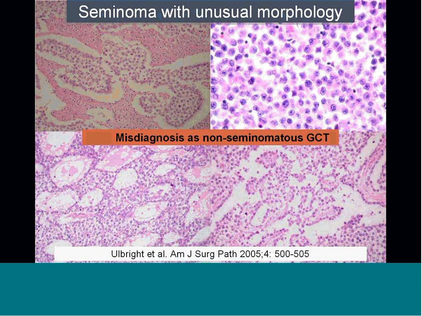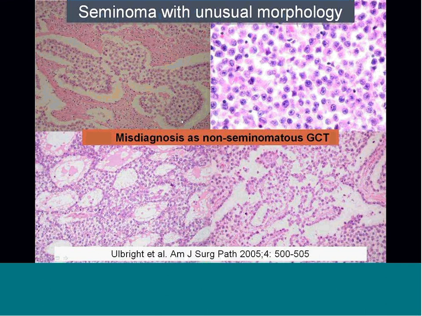Why is it important? Because they could be diagnosed as non-seminomatous germ cell tumors if you're not familiar with these types of morphology in seminoma cases. There's a really nice paper from Dr. Albright which covers these unusual patterns of seminoma. The one on the left-hand corner is a jigsaw type of pattern. Again, similar seminoma cells are there when you pay attention to cytomorphology and association with lymphocytes.